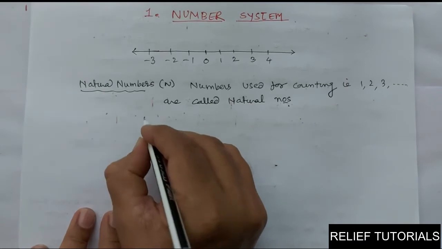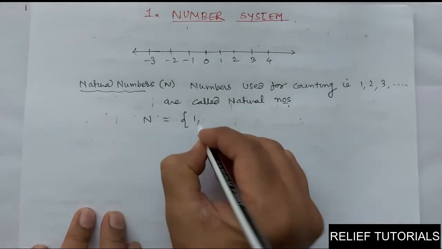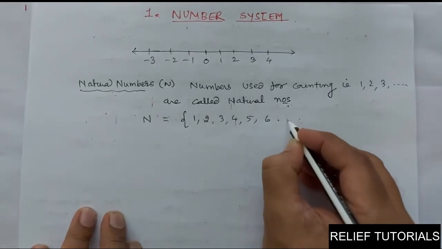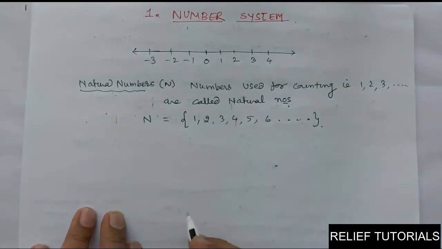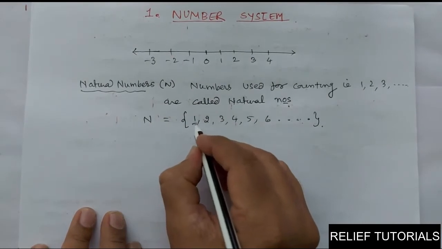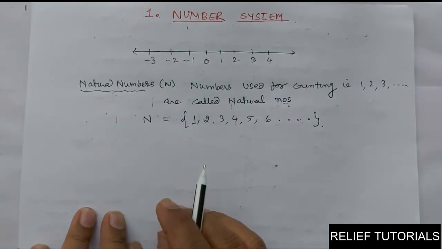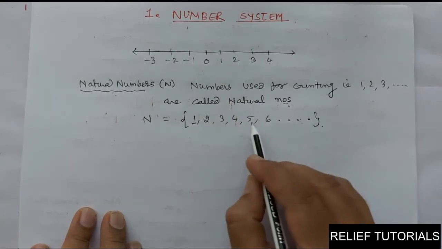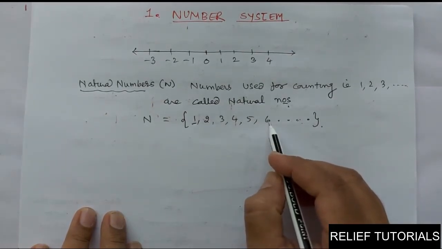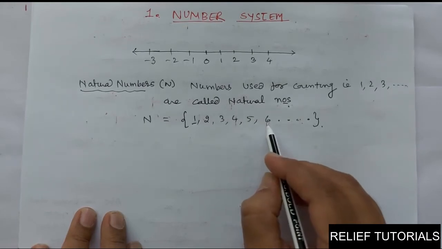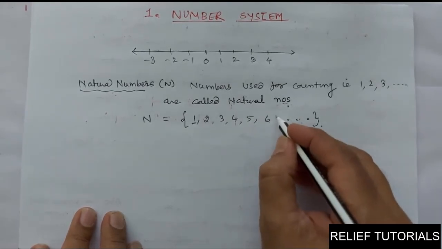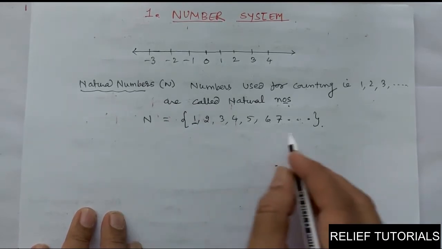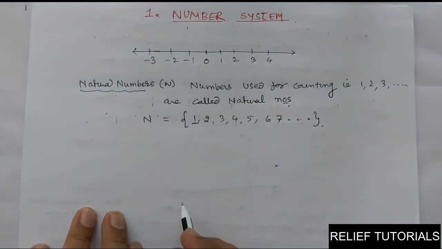Natural numbers are denoted by N, and if you want to write in the form of a set: 1, 2, 3, 4, 5, 6, dot, dot, dot. All these are natural numbers. So the smallest natural number is 1. But we cannot find the largest natural number, as the successor of every natural number is again a natural number. See, the successor of 5 is 6, so it is a natural number. The successor of 6 is 7, so again it is natural. So the smallest natural number is 1, and we cannot find the largest natural number.